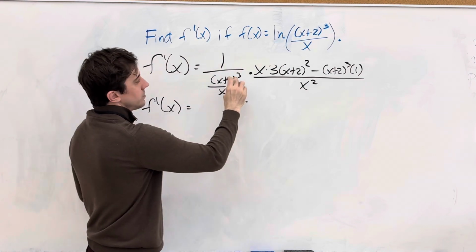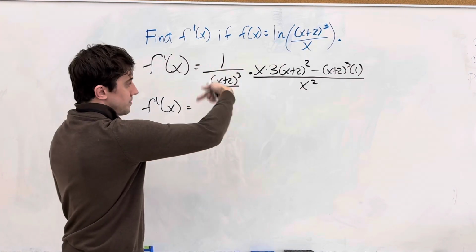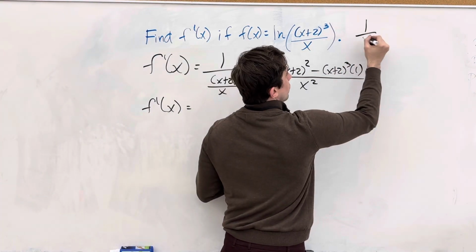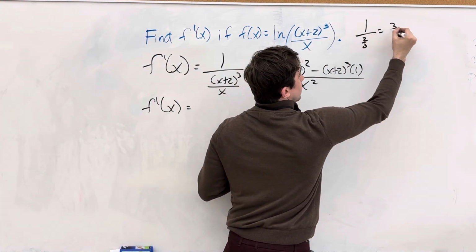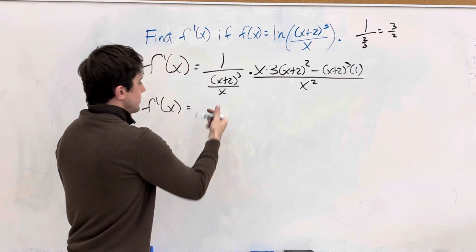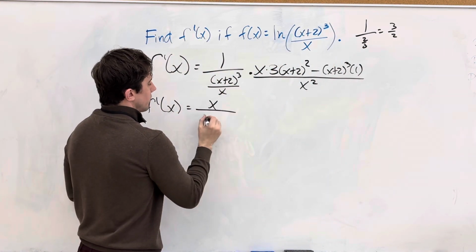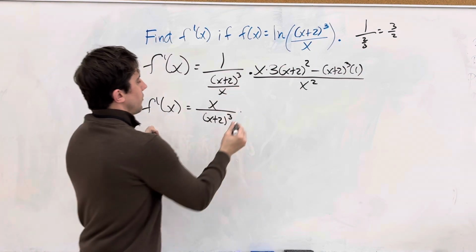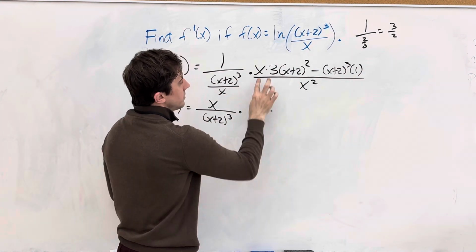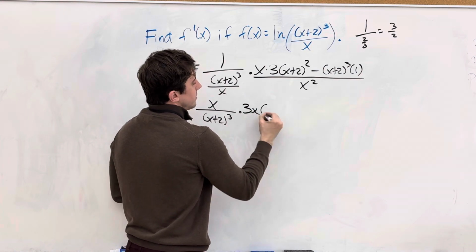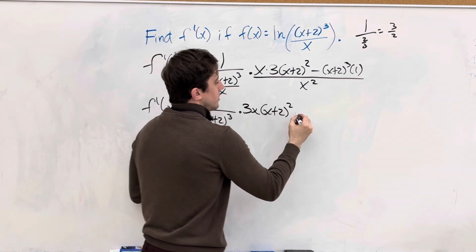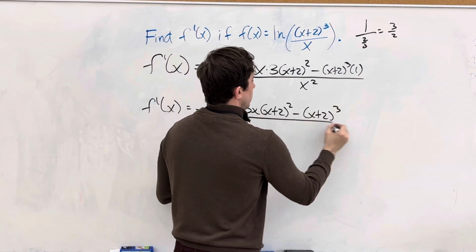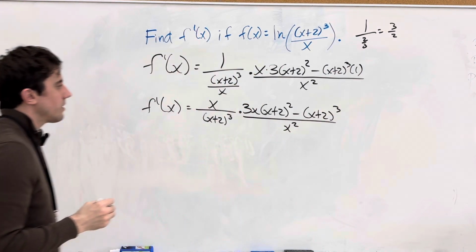So 1 over something times something just flips the stuff on the bottom. So for example, 1 over 2 over 3 is the same as 3 over 2, right? Just flips the bottom. And so that's what's going to happen here. We'll have x over (x plus 2) all cubed times. Now let's simplify our big expression here. x times 3 is 3x times (x plus 2) squared, minus 1 does nothing, so minus (x plus 2) all cubed, all over x squared, right?